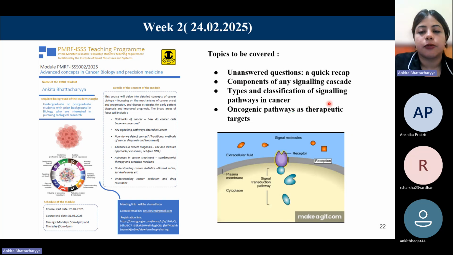Oncogenic pathways as therapeutic targets. Again, this is a topic that will be covered in today's class and the next one, a month from now. Some part of it might not be complete today, but that's the overall goal. So look at both of these classes as one consolidated unit.